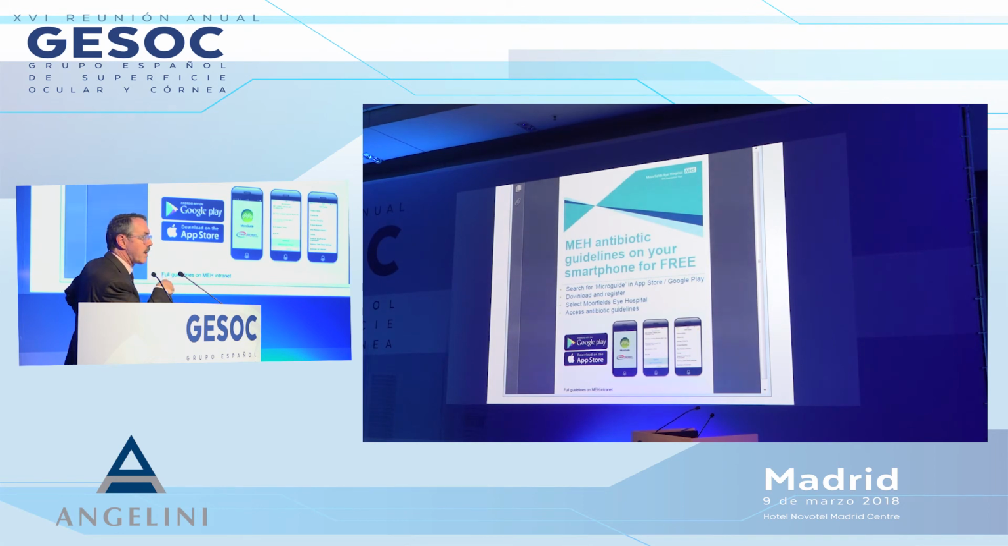Now, if you'd like to download the app, make a note of this or take a photograph. You'd search for MicroGuide in the App Store or in Google Play. I've downloaded it onto a Microsoft phone, so you can get it on the Microsoft Store. And you register with your own email address, and then you select Moorfields Eye Hospital, and that'll bring you to the first page of the app that I showed you at the beginning of my presentation. And then you can access the antibiotic guidelines.